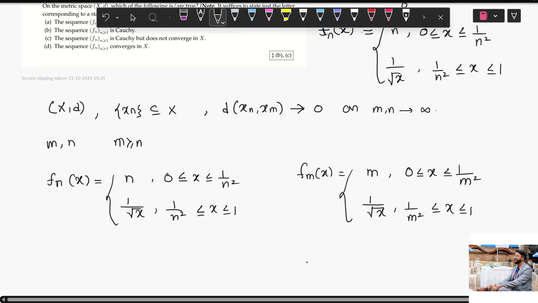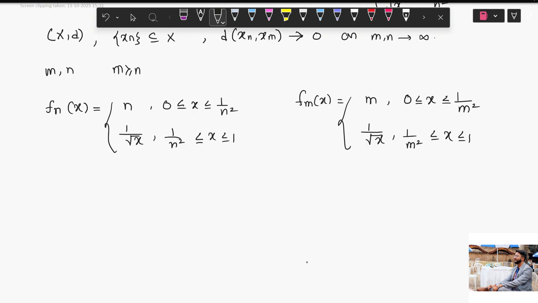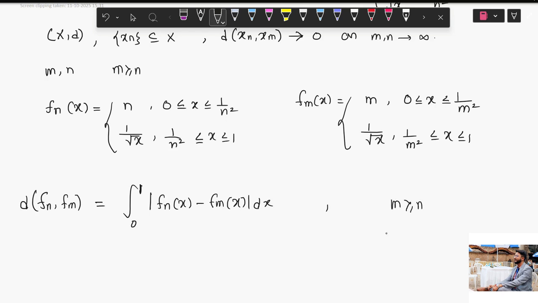Now the thing is that d(f_m, f_n) is equal to the integral from 0 to 1 of |f_m(x) minus f_n(x)| dx. Now note that as m is greater than or equal to n, I can say that m squared is also greater than or equal to n squared, as both m and n are positive. So I can say 1 by m squared is less than or equal to 1 by n squared, right?